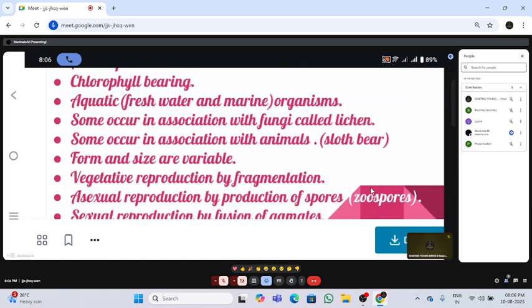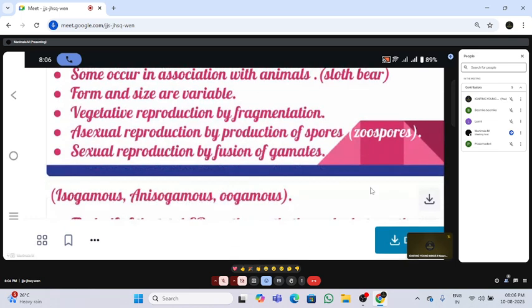So the plant body, the thallus, is grouped into four: the unicellular form, the multicellular form, the filamentous form, and also the massive plant body. These are the forms and sizes present in algae.